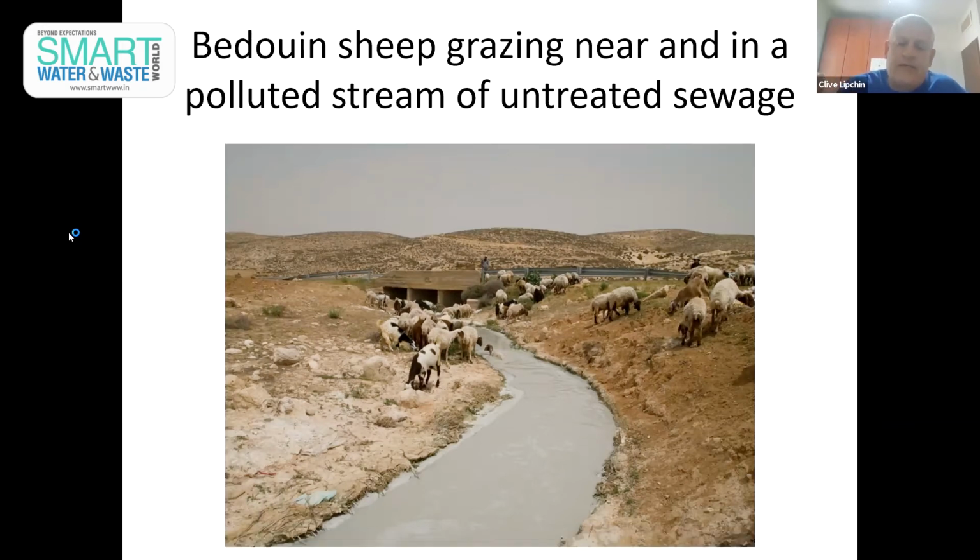Just another point, another example of this problem is that sewage that is channeled through this river system is also infiltrating into our groundwater and is posing a long-term risk to drinking water quality as well.